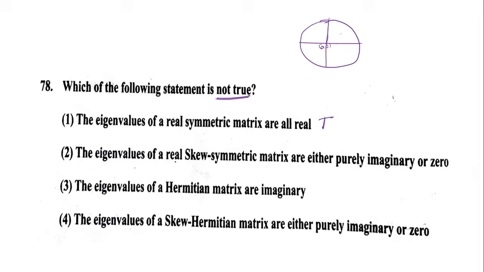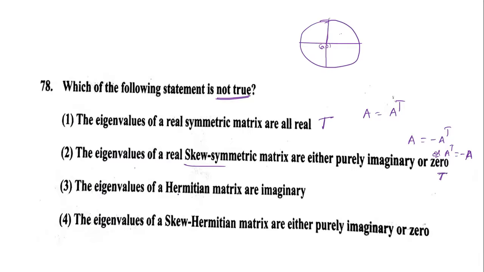Next, the eigenvalues of a real skew symmetric matrix. Symmetric means A is equal to A transpose. Next, the eigenvalues of a skew symmetric matrix are either purely imaginary or 0. That means A is equal to minus A transpose. In this case, we get purely imaginary or 0 eigenvalues. This is also true.